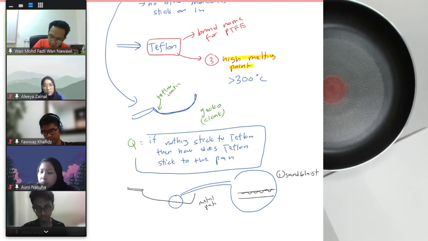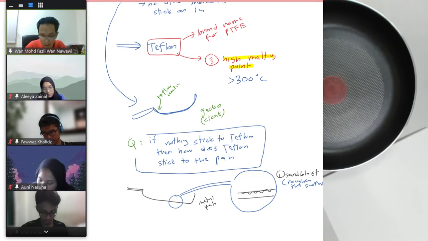The idea for sandblasting is basically to roughen the surface of the metal. So that's the idea of the sandblasting lah. They will create a lot of pits and scratches on this metal surface.